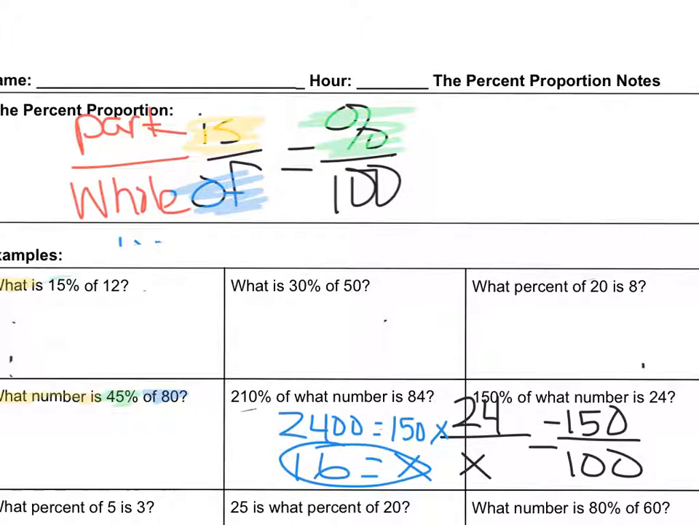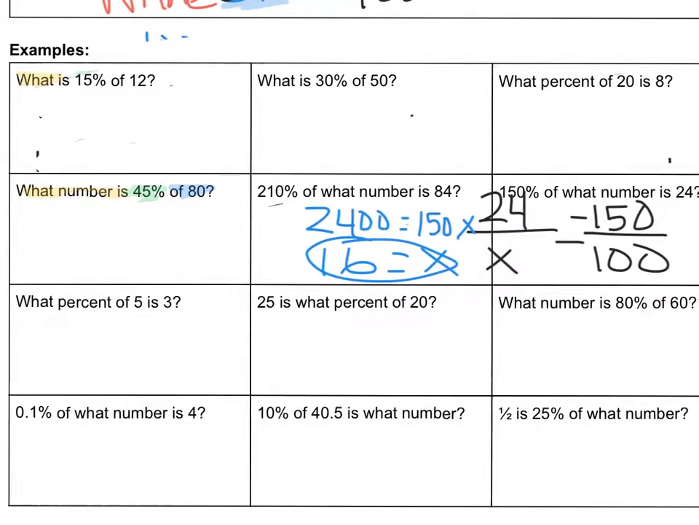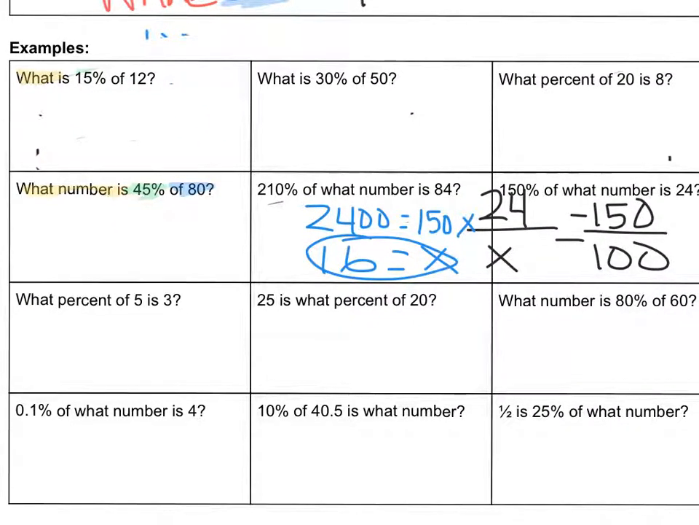Okay, so when I did that one, I set it up 24 over x equals 150 over 100. And I cross multiplied. 2400 equals 150x, divide by 150 on both sides, and you got 16 equals x. Great job. So the bottom six left over, I am just going to have you do. Let's try the first three. So you do the first three, and then we will do the next three also.